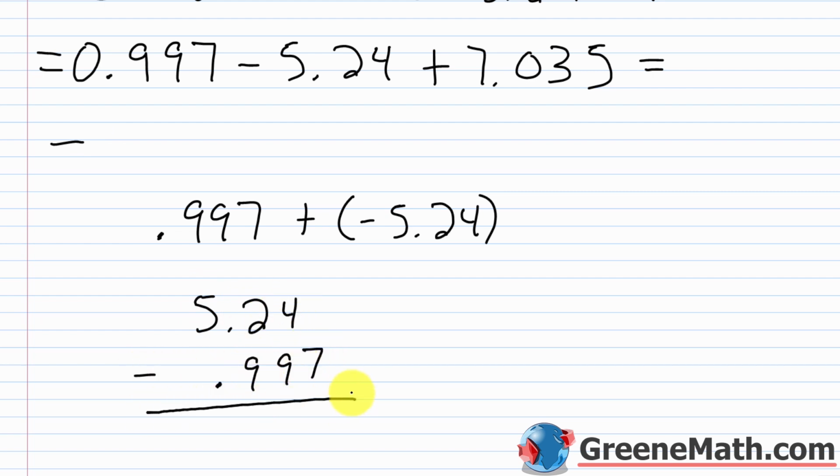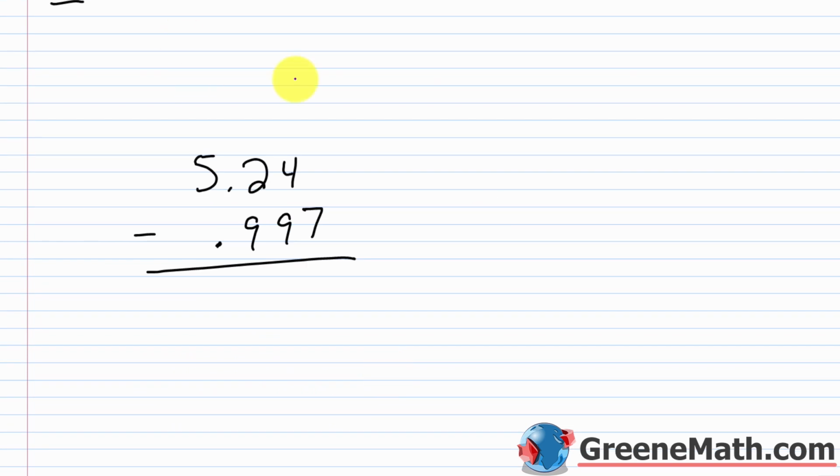0.997. So I'm going to put a 0 here to start. Again, that doesn't add any value to the number. And I'm going to borrow from this 4. This will become 3. And then this is going to become 10. 10 minus 7 is 3. I have a 3 minus 9, so I need to borrow again. So I'm going to borrow from the 2. It becomes 1. This becomes 13. 13 minus 9 is 4.